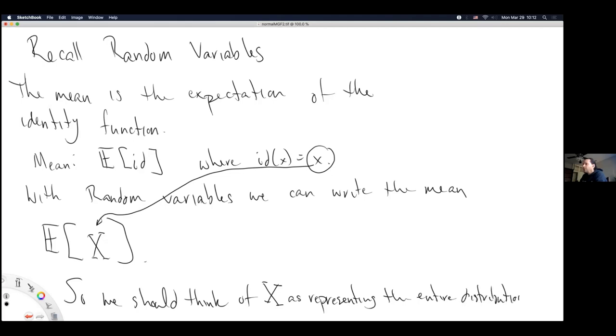Today, we're going to focus on normal distributions, but you could represent an entire distribution with a capital letter X, and it could be whatever. It could be binomial, it could be Bernoulli, it could be normal, it could be gamma. The point is we should think of capital X as representing the entire distribution. So that is the whole curve, the whole density that looks like this. We should think of X as representing the entire density function.